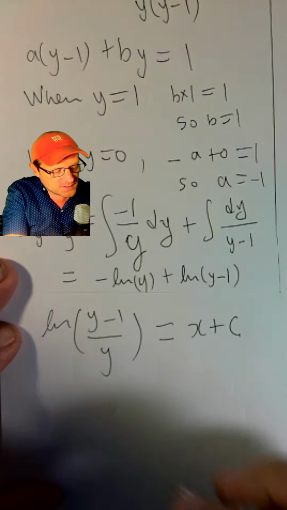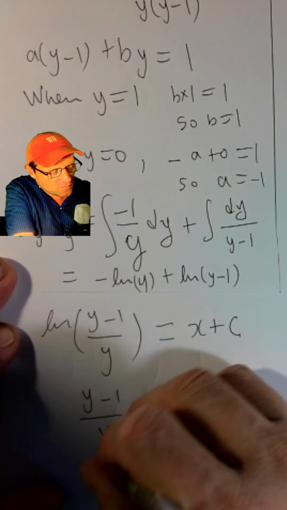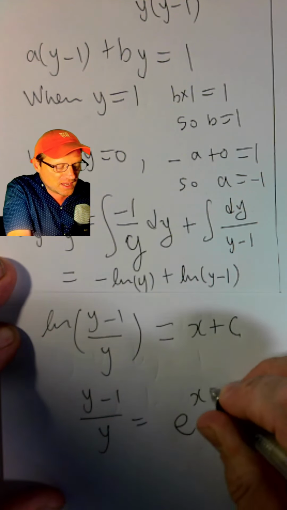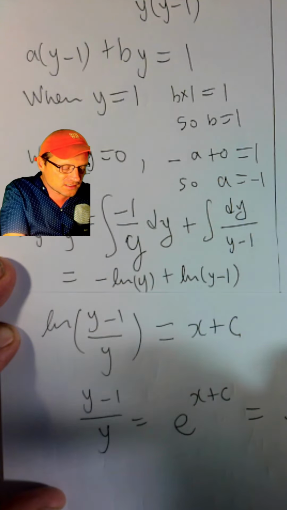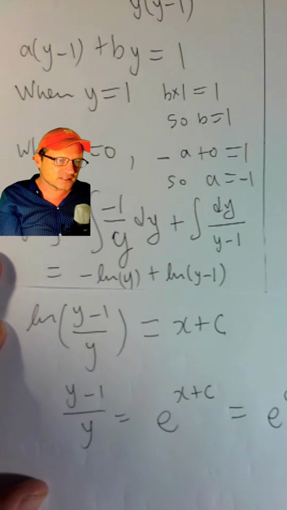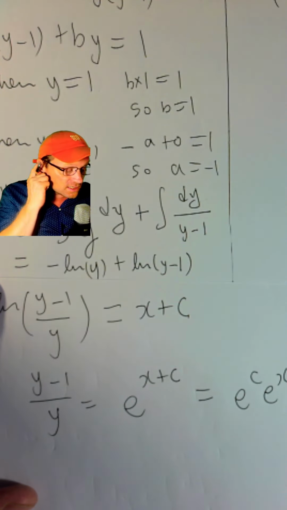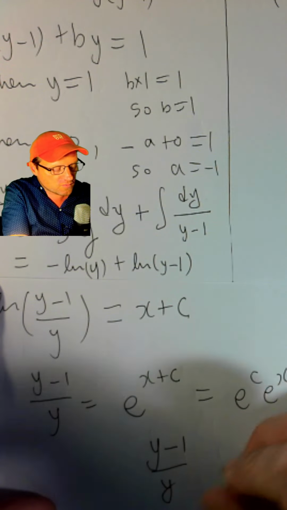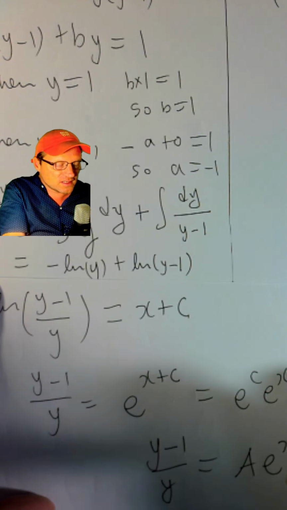Okay, so now that we have this, it remains to put this in a somewhat nicer form if we can. And so that would be (y minus 1) over y equals e to the power of x plus c, but we can write this as e to the c times e to the x, and then e to the c is a constant, let's call it A. So (y minus 1) over y is A e to the x.